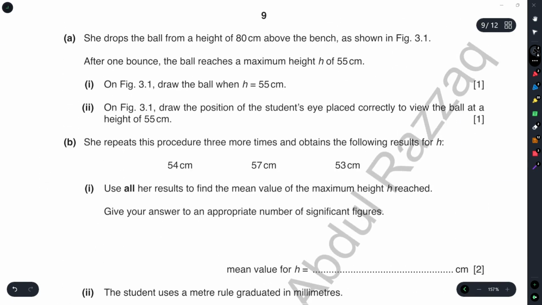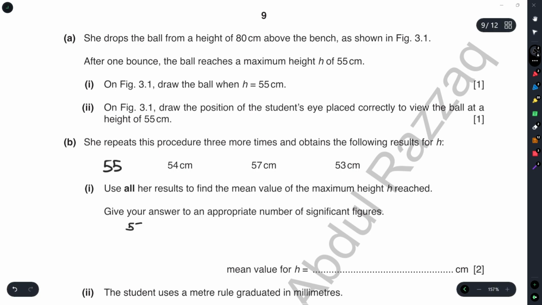Then the question says she repeats the procedure 3 more times and obtains the following results: 54, 57 and 53. All right. So now it's simple. We have one result, which was 55, and we need to figure out all her results. The all means we need to include the 55 as well. That was the very first one, and then she repeats three more times and she gets 54, 57, and 53.